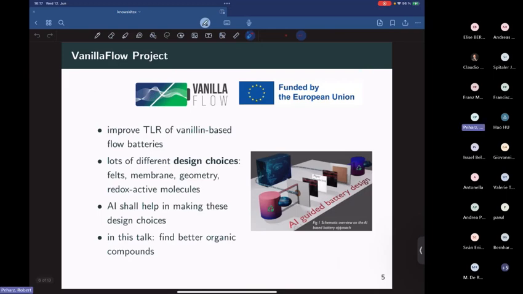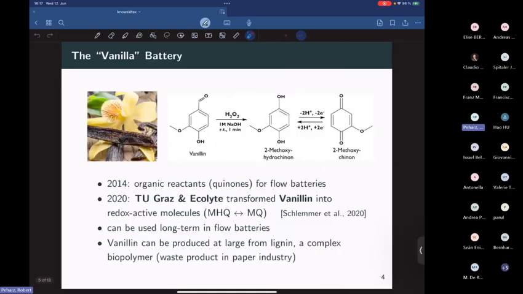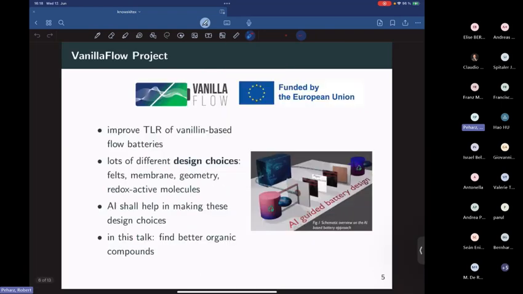So the idea of this vanilla flow project is really to improve the technology readiness level of these vanillin-based flow batteries. While they have shown that this actually works, and you can build a decent battery which would also last for 20 years with these substances, the energy density and the voltage are still too low to really make it practical. So the main purpose of this vanilla flow project, generously funded by the ESC, is to make this more practical and improve the technological readiness level. Oh, TRL, not TLR, sorry.